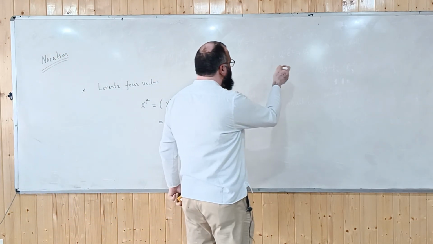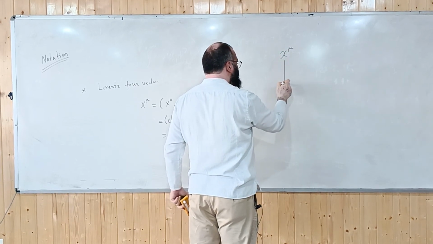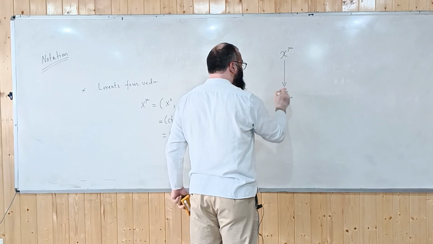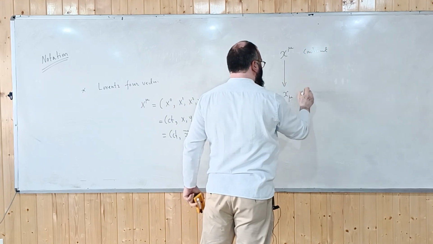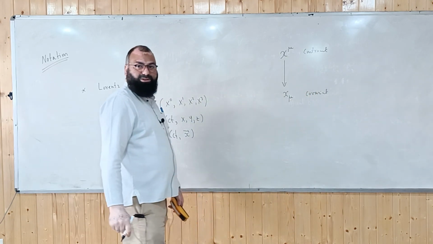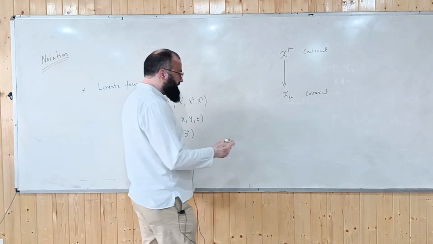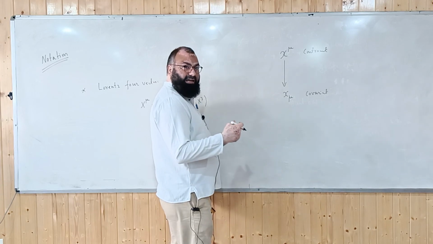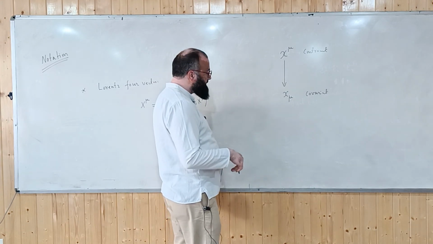Now, if I have defined a contravariant vector, from this contravariant I should be able to go to a covariant vector. So there exists a relation between the two. How do we define that relation? It is defined in terms of a metric. We introduce another quantity.